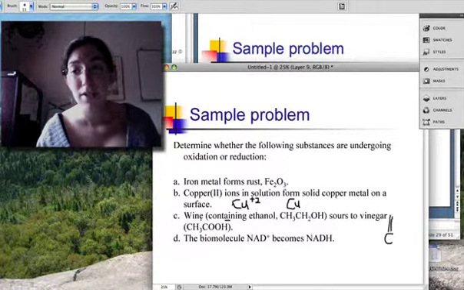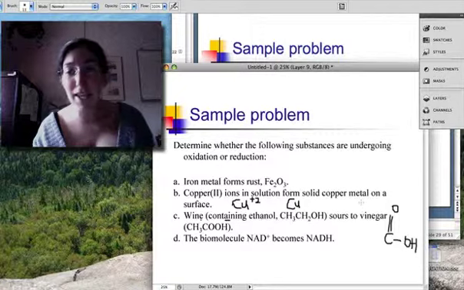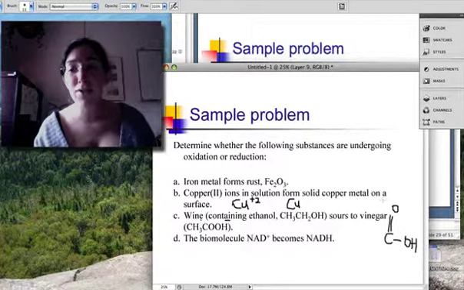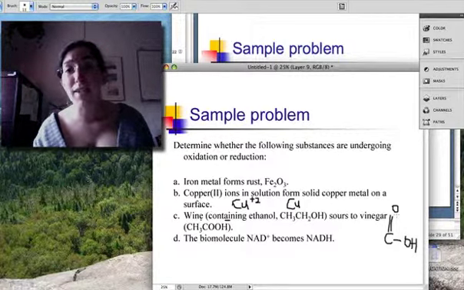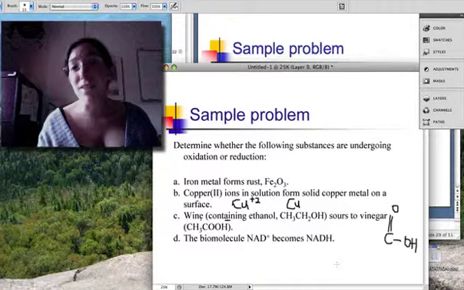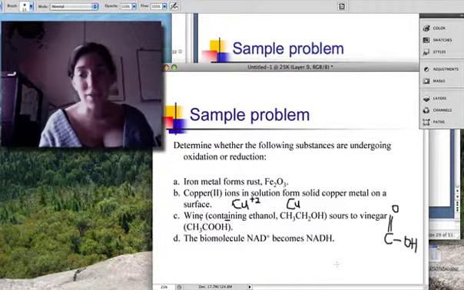So this is an organic compound. These first two were inorganic chemistry examples. When it comes to organic chemistry, a good way to judge is to look for a loss or gain of oxygen, or a loss or gain of hydrogen. In this case, we went from having one oxygen to two oxygens. So we've gained oxygen, which is oxidation.